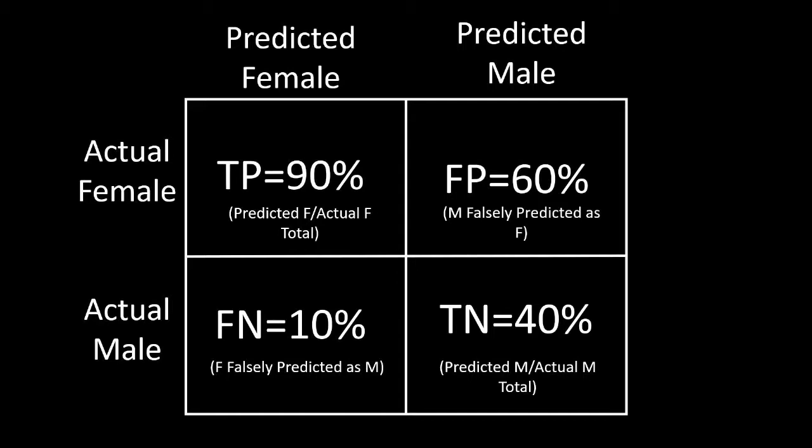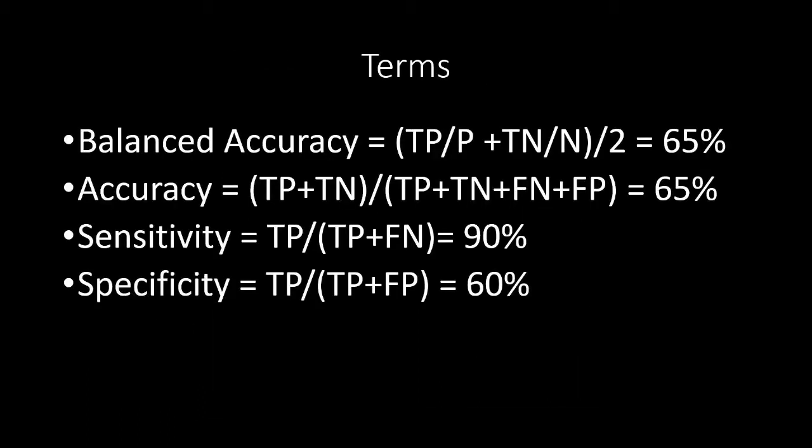Respectively, these are called true positive, true negative, false negative, and false positive. So you can think of FP as a type 1 error, and you can think of FN as a type 2 error. Several terms that you should know are balanced accuracy, sensitivity, and specificity.